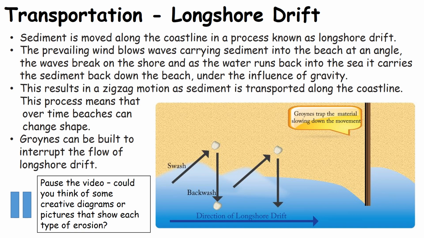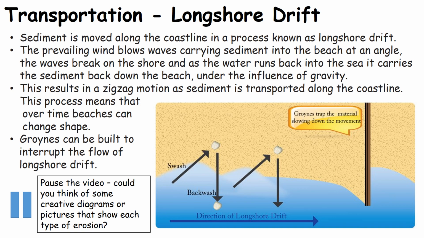So the waves transport material, and they transport this material in 4 different ways. The first one is suspension, and this is fine sediment that is carried as a suspension in the water, and it makes it look really muddy or murky. Another type of transportation is solution, and this is dissolved material, so you can't really see it, and it's carried along in the water.